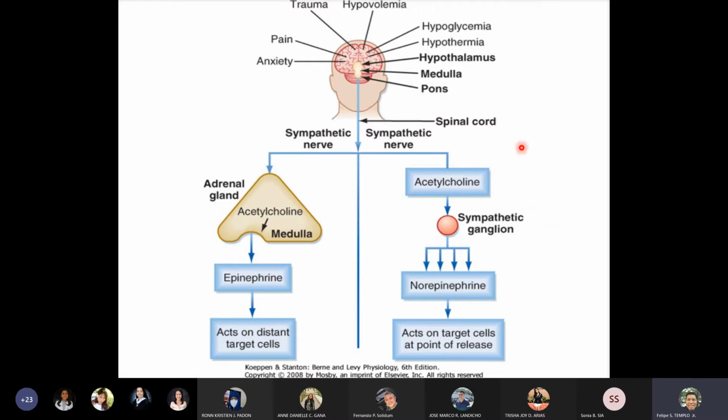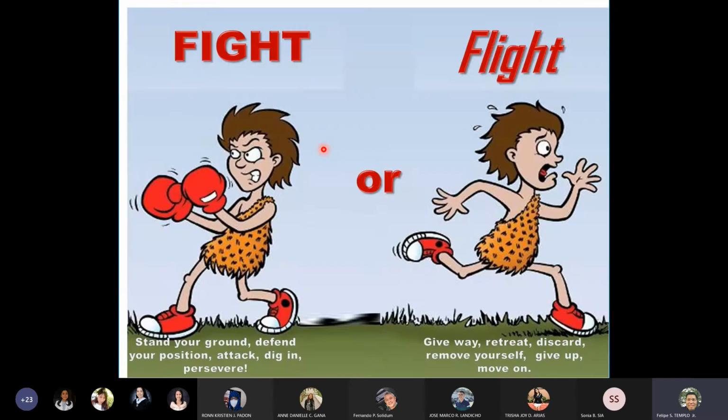So this is a composite diagram comparing your epinephrine and norepinephrine. Remember, your norepinephrine is also produced in your CNS and in blood vessels, while your epinephrine is from your medulla, acting on distant target cells. So they are more nervous in function rather than endocrine.